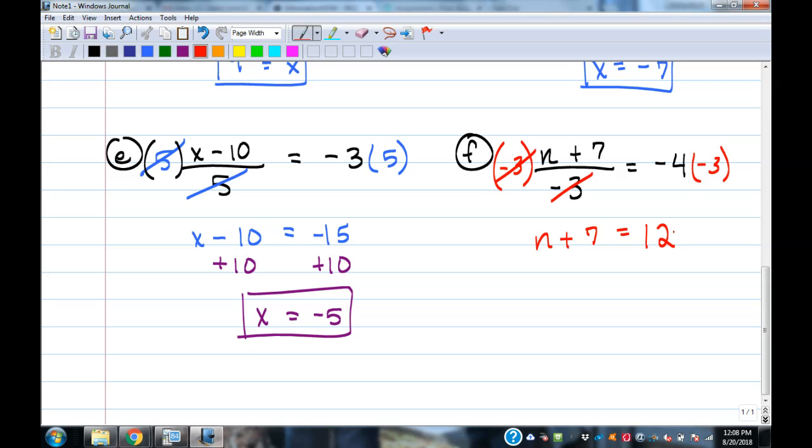What's the next step? Do what with the 7? Subtract it. They're adding, so we're going to subtract 7. Remember, always going to do the opposite operation.